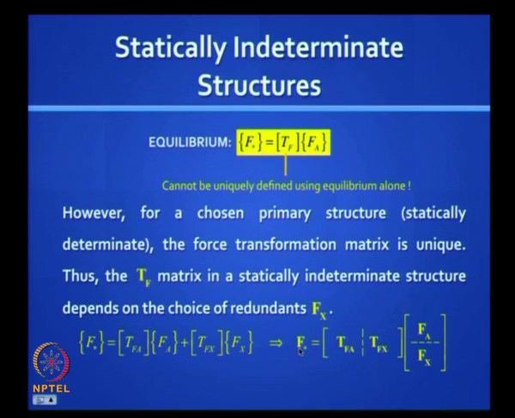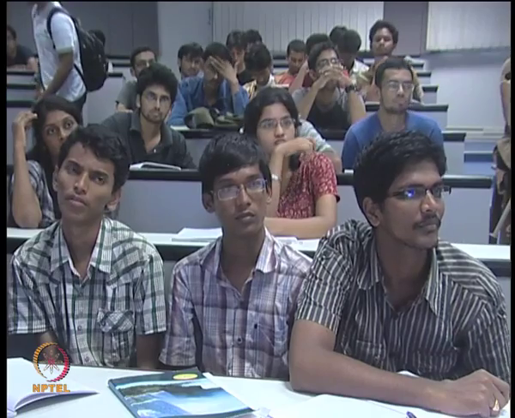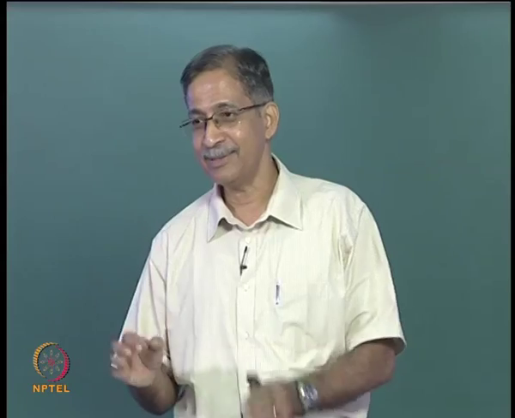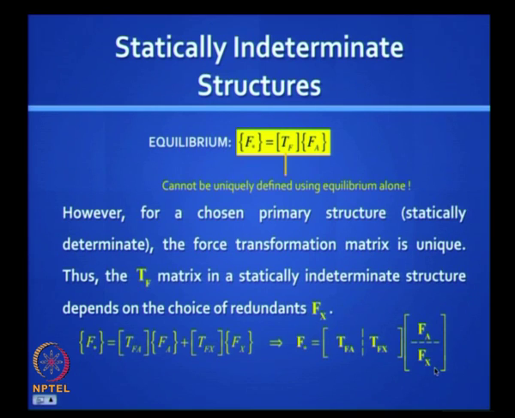Is this clear? So, we have graduated from statically determinate structures to statically indeterminate structures. There is only one problem. Someone has to tell me how to find out Fx because without that I cannot solve it. Mind you, this equation does not give me F star, does not give me the bar forces, because there is an unknown Fx hanging around.